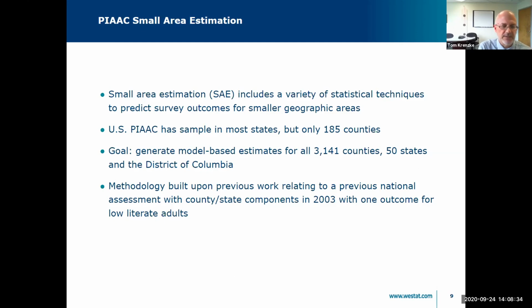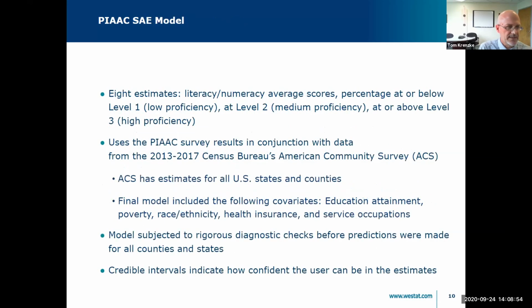We had methodology to build upon from a previous national assessment with county and state components in 2003, with one outcome estimated related to low literacy adults, which is analogous to PIAAC's at or below level 1 in literacy. This area level model for PIAAC was used to generate estimates for 8 outcomes, including literacy and numeracy average scores, and 3 percentages: at or below level 1, which is low proficiency, level 2, which is medium proficiency, and 1 for at or above level 3, which is high proficiency.